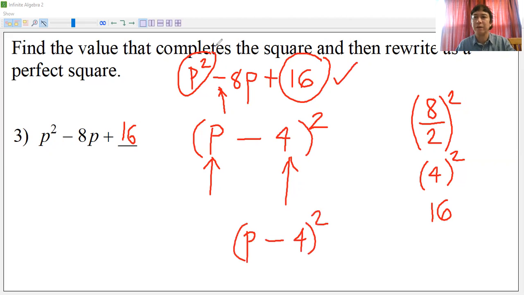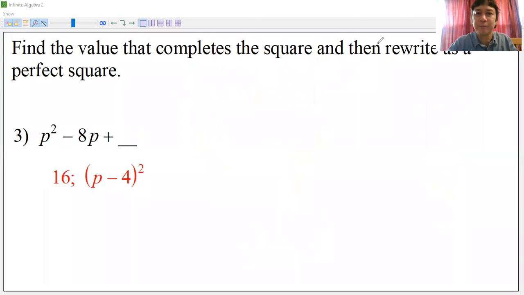squared. So let us see the answer there. The 16 is over here, and it is followed by p minus 4 squared, the required perfect square expression. So let's proceed to number 4.